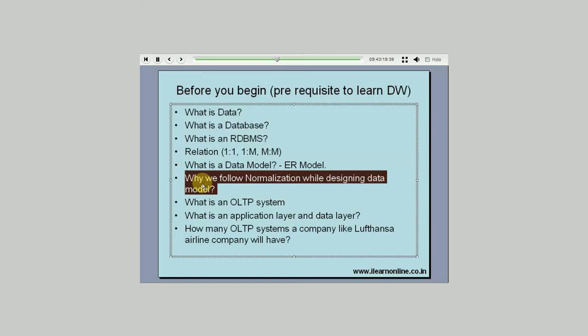What is the other advantage you get? Your transactions run very, very fast. That is another advantage you get from normalization.